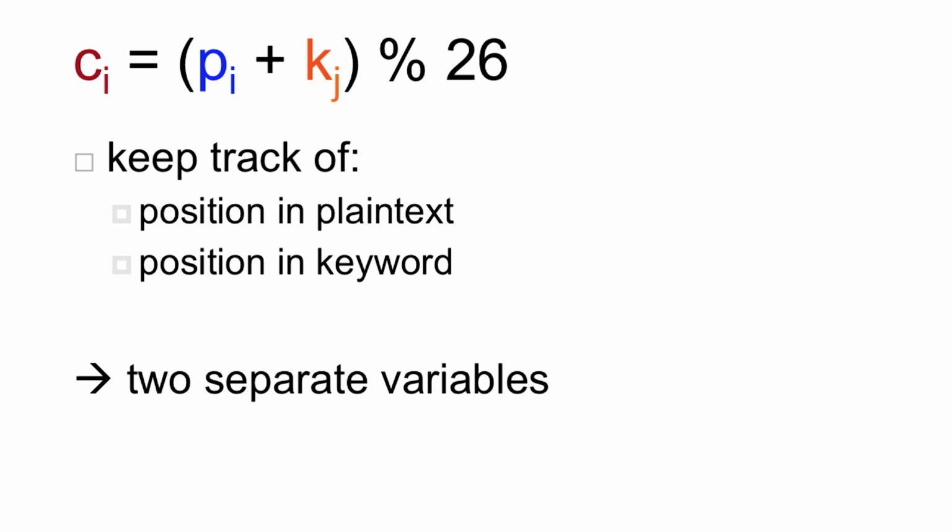Now, the position in our plain text is going to increase every time, so that's going to be a bit more straightforward, as opposed to the position in the keyword, which we know has to wrap around and sometimes increment, sometimes stay the same. So how do we implement the functionality to wrap around the index for the keyword? I'm going to use the count-off example.